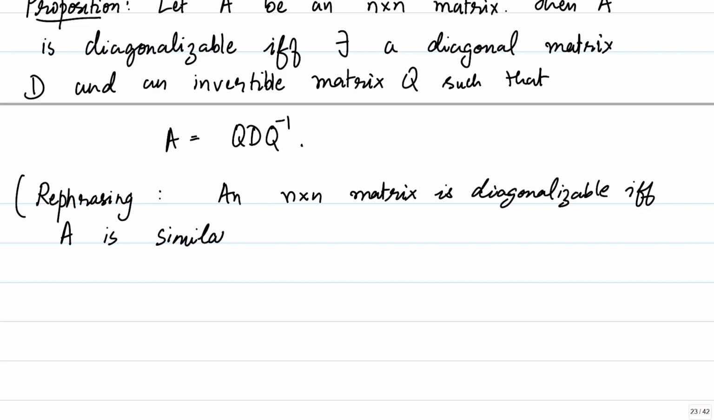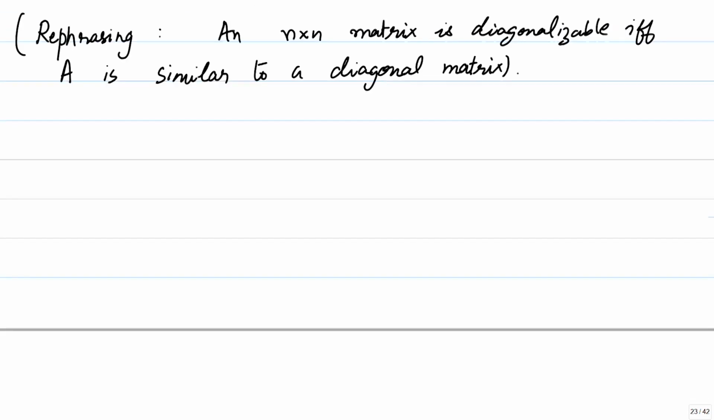Recall the definition of similar. We say that two matrices A and B are similar if A is equal to QBQ inverse, where Q is some invertible matrix. So, A is similar to a diagonal matrix. This is a good characterization to keep in mind. So, let us give a proof of this proposition.